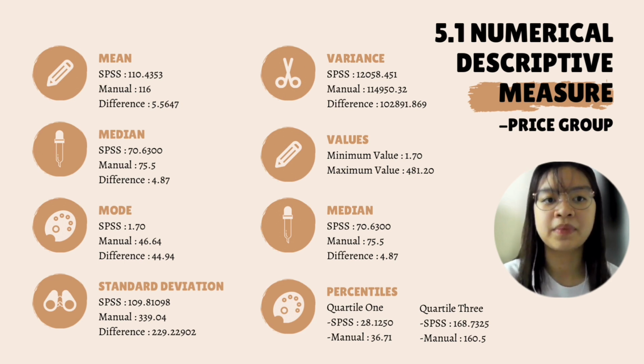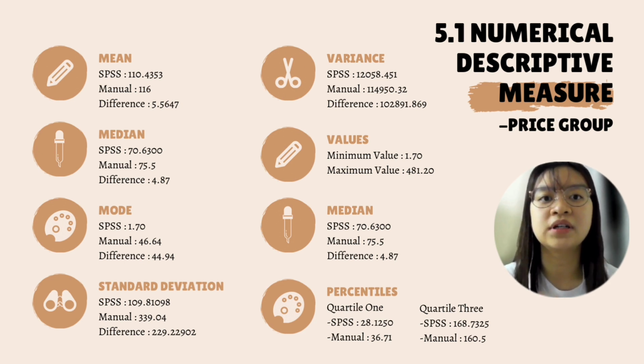5.5647. Next, the median for the price group has a difference of 4.87, in which the SPSS system calculated a median of 70.6300, while the manual calculation shows that it is 75.5. The mode for the price group was 1.70 and 46.64, which makes a difference of 44.94.